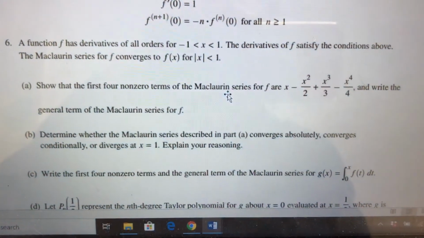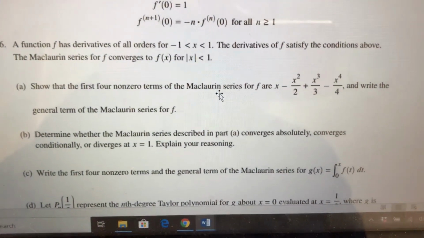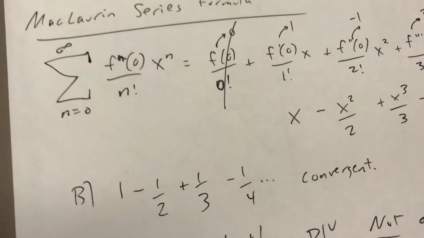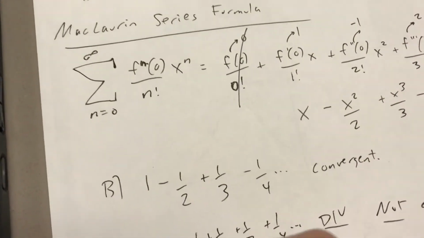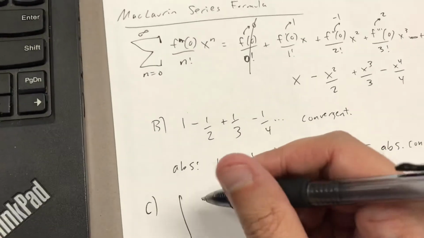We want the first 4 non-zero terms in the general term of the series for the integral from 0 to x of this series. Okay. Well, so we'll go back to this. For part C, they're asking us to take the integral of this, and they're using it in terms of t.